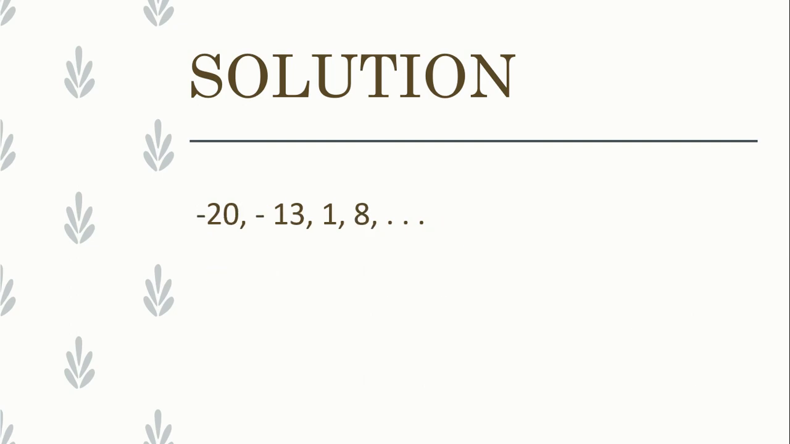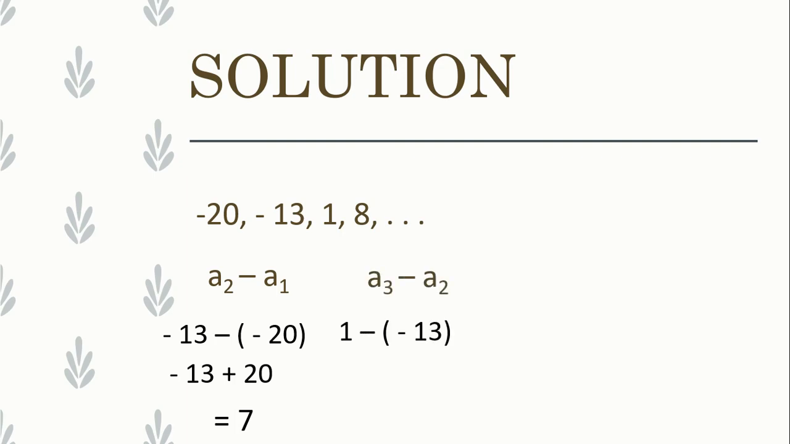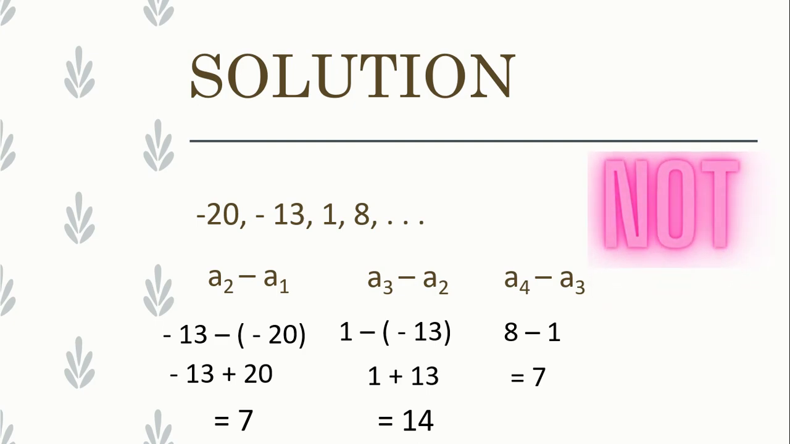Number 2. The sequence is -20, -13, 1, and 8, and so on. Let's verify whether this sequence has a common difference. So as you can see, there is no common difference because the third term and the second term have a difference of 14, which is not the same as the difference of the second term and the first term, as well as the fourth term and the third term. Therefore, the sequence is not arithmetic.